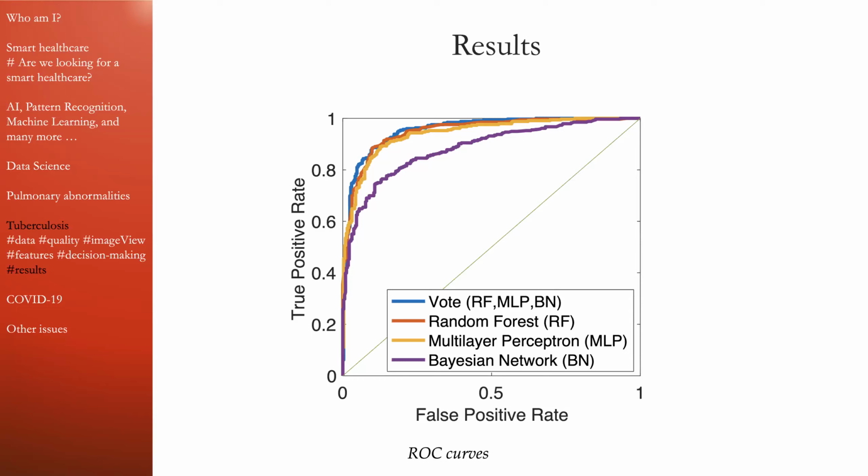We got feature extraction based symmetry, and people can laugh at us because, oh, come on, Bayesian network, multi-layer perceptron, random forest, all these things. These are Oompa Loompa stuff, come on. But remember, we follow clinical procedure in terms of extracting features.